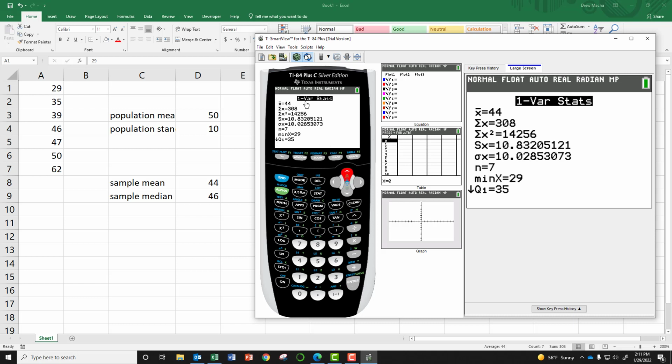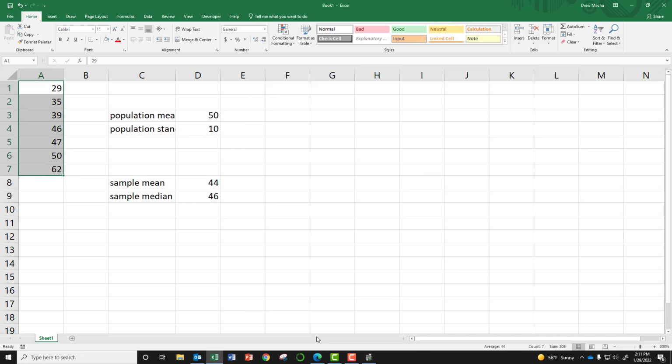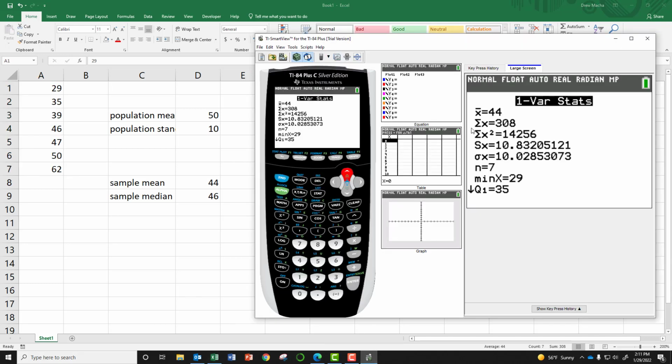I want to describe this really quick. So where it says X bar equals 44, that's talking about your sample mean. When it says the sum of X, that's talking about the sum of the entire sample, so that should be 308, and it is. The sum of X squared is 14,256. So if I squared all of these values and then sum them up, I would get that. That doesn't really mean a whole lot to us, so you can mostly just ignore that.